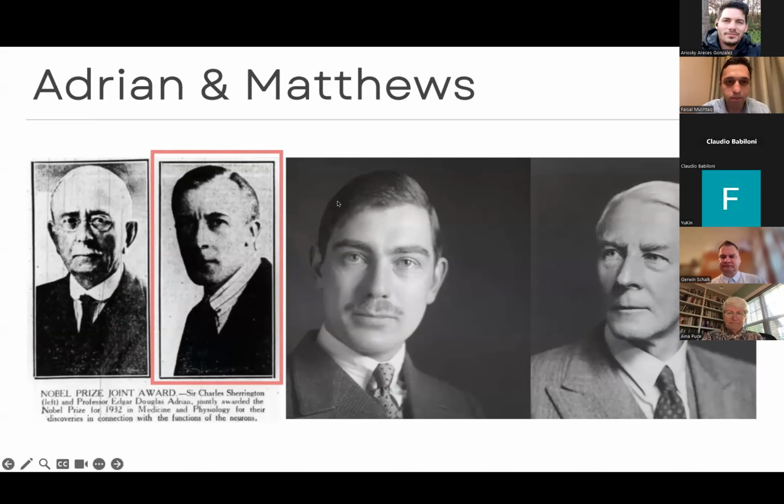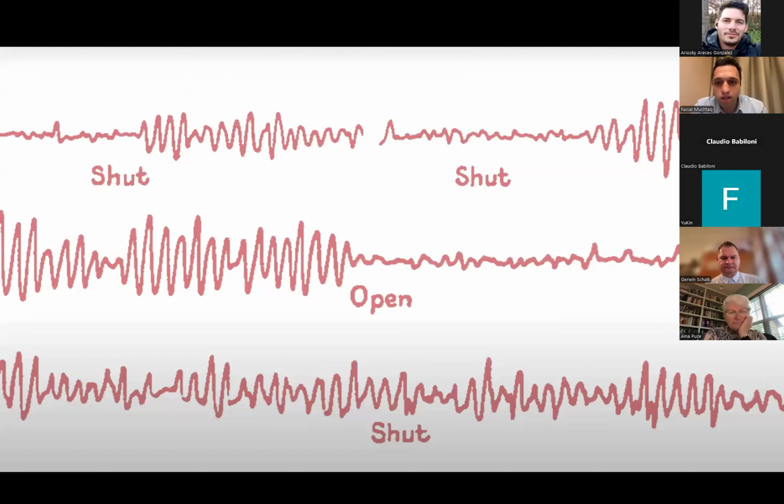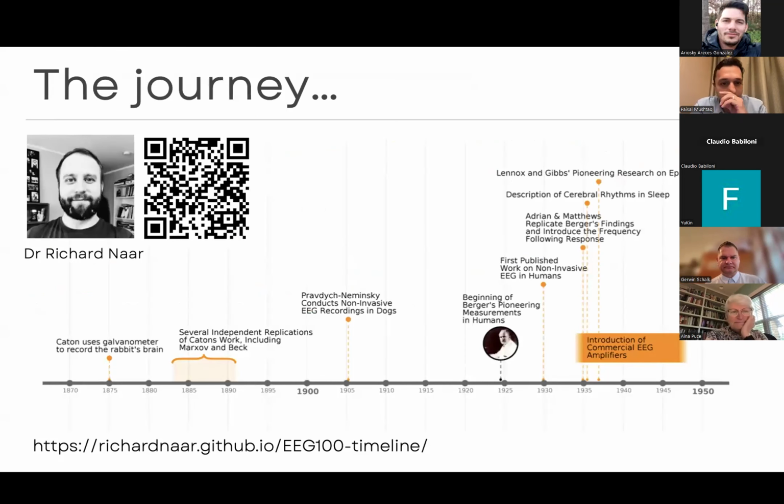We really needed to provide a degree of trust for the scientific community to start adopting it. That was provided here by Adrian and Matthews. Lord Adrian, a Nobel Prize winner, was a driving force behind much of the discovery in neuroscience in those years. And here are some excerpts from their work. They found it difficult to accept Berger's observation, so they decided to repeat his experiments so that they could be satisfied. The fact that they were able to demonstrate this really lit the torch for subsequent applications, and there were numerous discoveries following that.